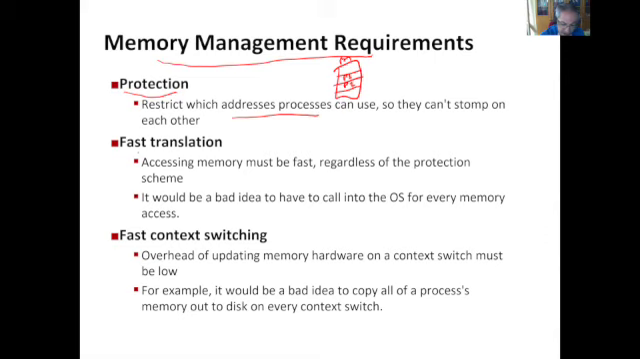The second thing is fast translation, meaning that any translation from virtual address space into physical address should be fast. Okay, so if I'm making this translation using a system call, then it's out of the question, because then it's way too slow. And then finally, when we deal with context switching, this is something that you have to do very fast. I should be able to do this really fast. Okay, and any overhead should be low.